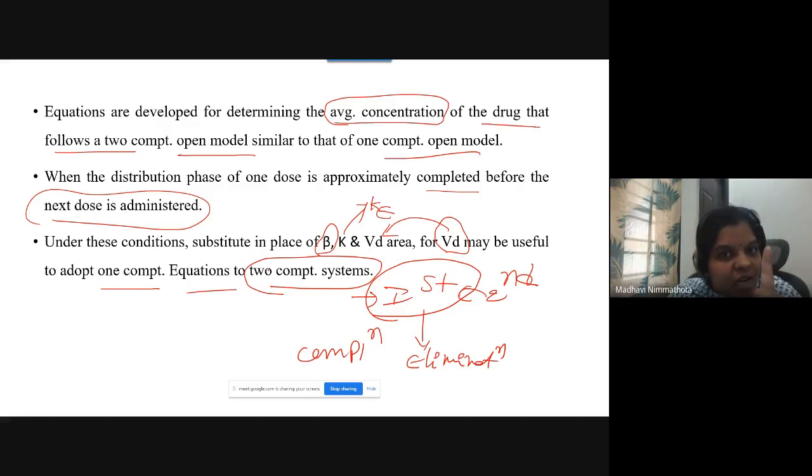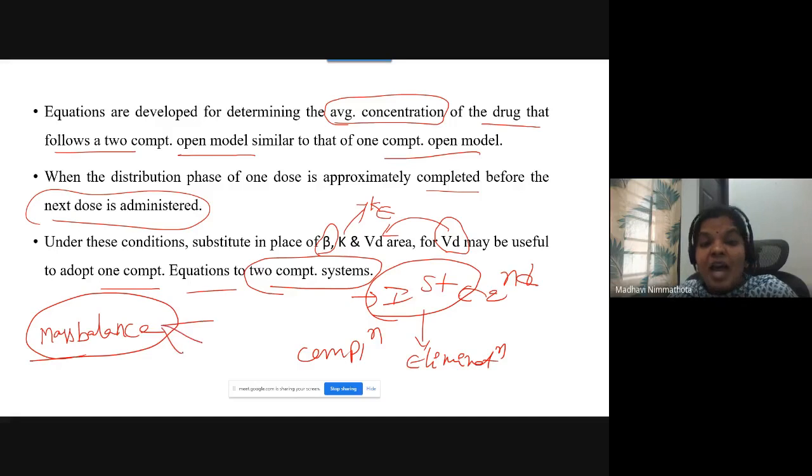See, we already learned about multiple compartment models, right? In those multiple compartment models, we derived one equation through the mass balance equation. In that, we get some hybrid constants like alpha and beta. Have you remembered that? In that derivation, the last equation is minus 2 beta by 2. So this is a hybrid rate constant for the elimination process.